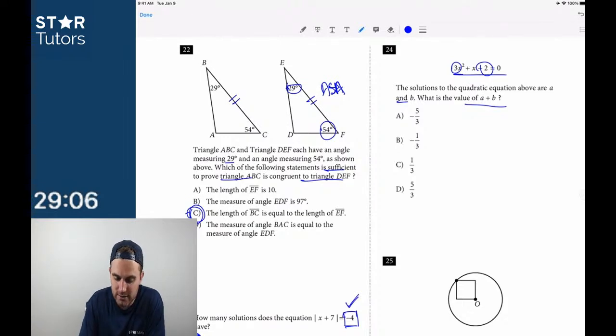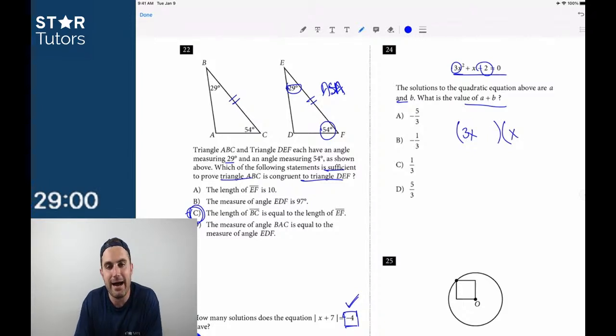If we look at this, we know this has to be 3x, and we know this has to be x. Now we just have to determine what's plus and minus 2. This has to be 2, and this has to be 1. Always look to the first coefficient attached to the x squared, and then the last number, because if they're both prime, we know this has to be 3x, this has to be x, this has to be 2, and this is 1.